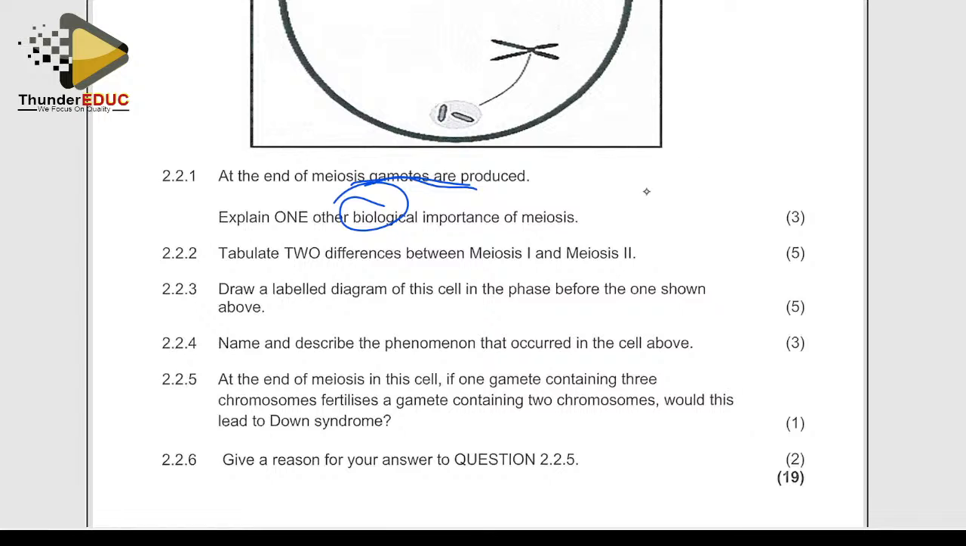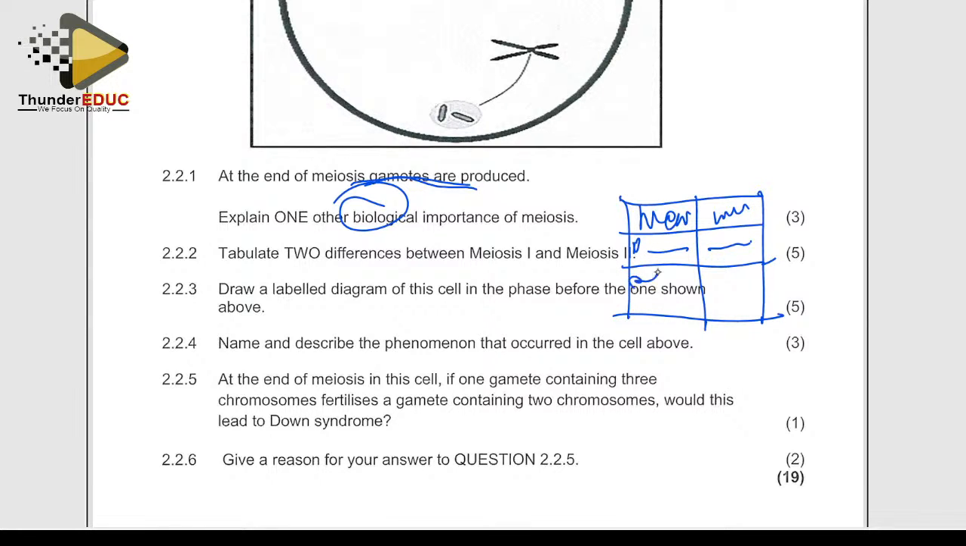So the table must be a table. You draw a proper table, then you put here meiosis 1, meiosis 2. Bullet number 1, you write. Separate the line. Bullet number 2, you write. You separate the line. Bullet number 3, you write. Yeah, it must be a table. It must look neat. Don't just draw a T.